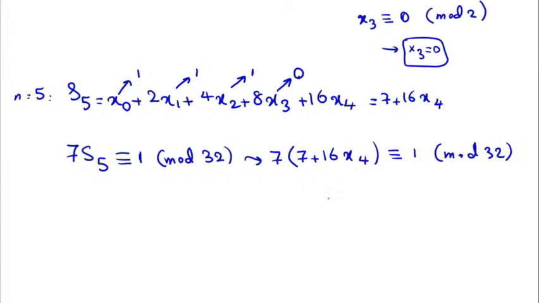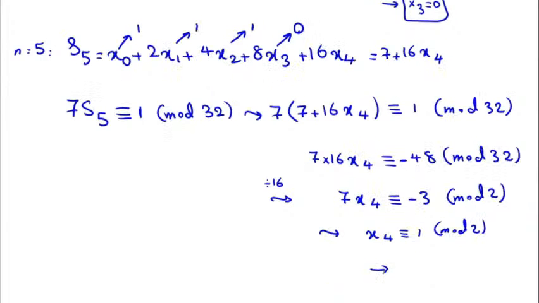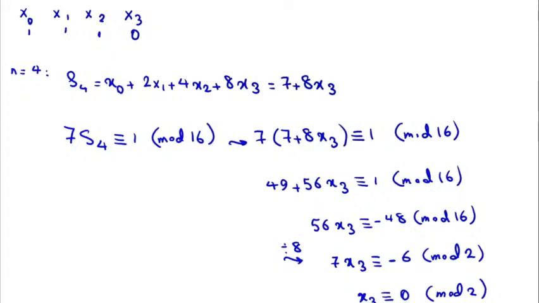Now, 7 times 7, 49. So we write 7 times 16x4, plus 49. Take it to the right-hand side, negative 48 mod 32. Now, let's divide both sides by 16. If we divide both sides by 16, 7x4 is equal to negative 3 mod 2. If we consider all things mod 2, then x4 will be 1 mod 2. And because x4 can be either 0 or 1, x4 will be 1. Now, let's replace. Here, x4 is 1. We've considered up to n = 5. Let's consider n = 6.